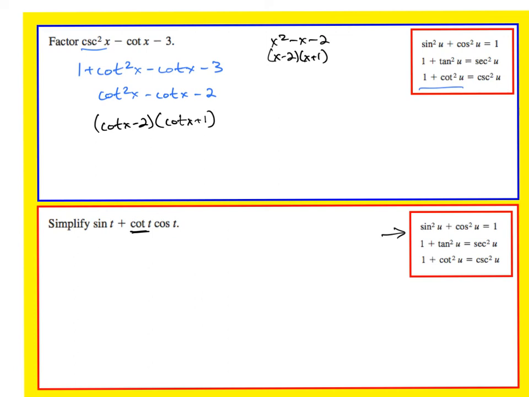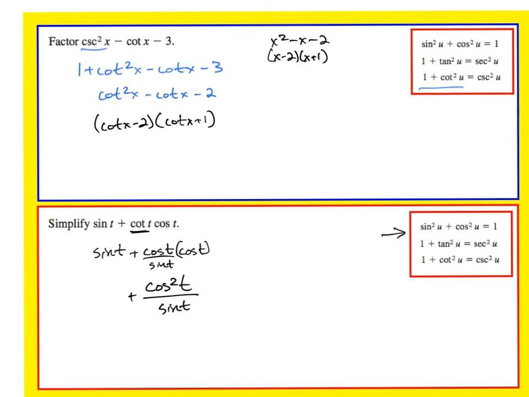So I still am left with this sine t. And now cotangent t is actually the same thing as cosine t over sine t. And then it's still being multiplied by cosine t. So I end up on my right side having cosine squared t over sine t. And then I still have plus sine over here.